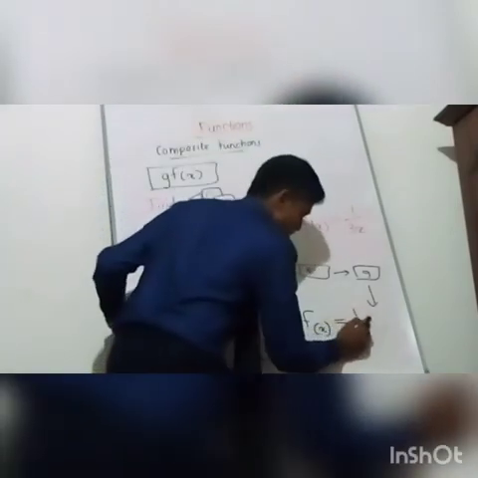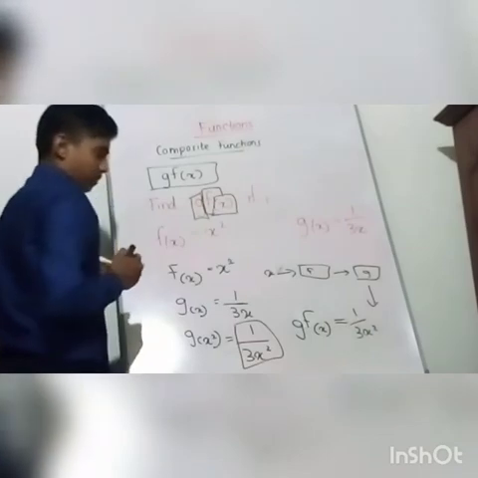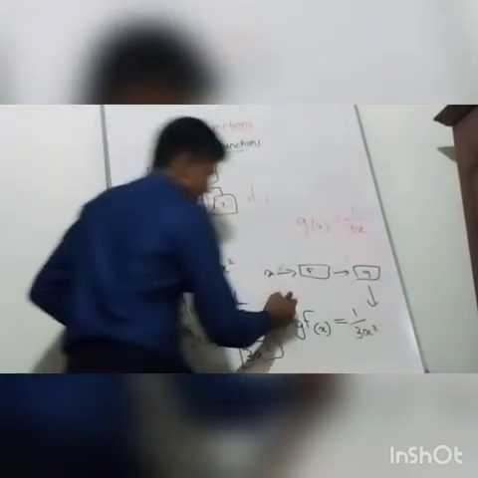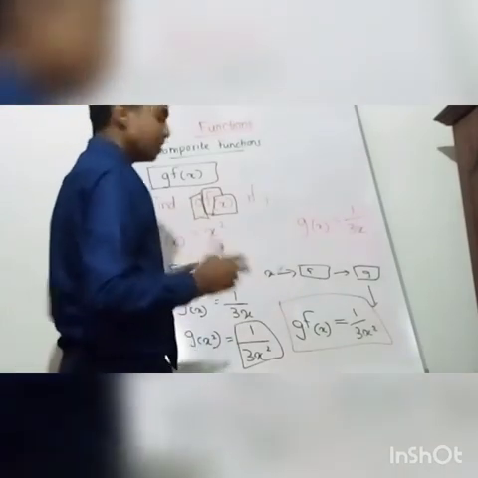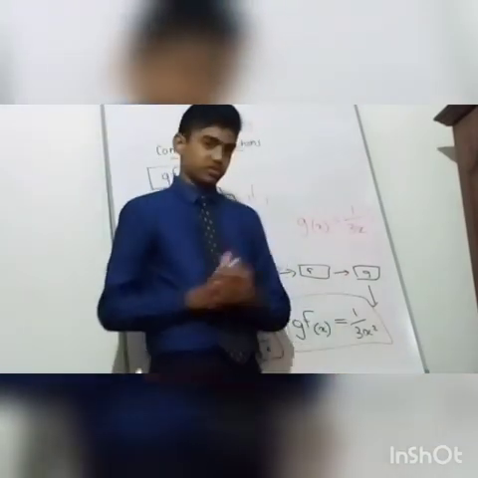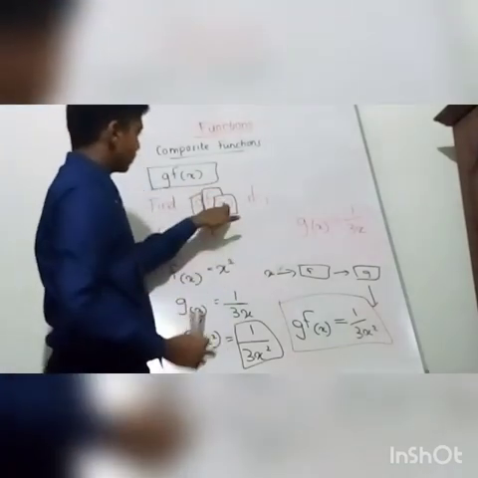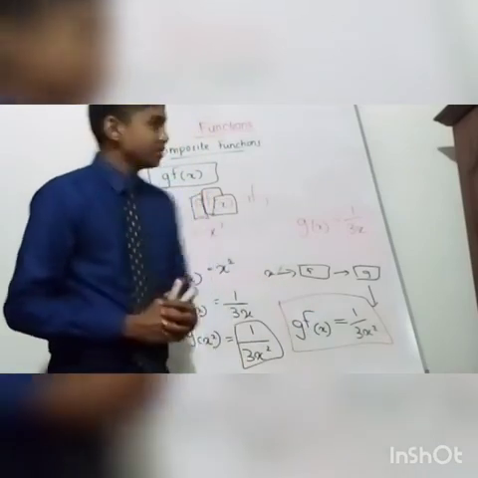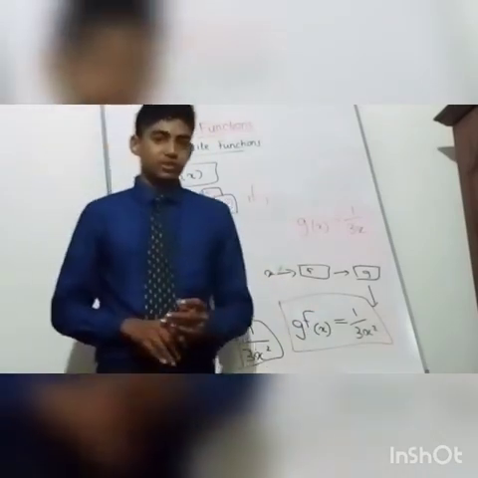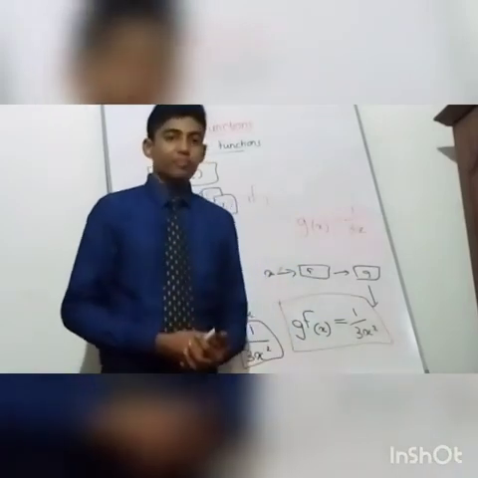1 over 3x squared. Understood? This is our composite function range. So we know our functions, we know our domain, we know our range also, so we are complete with our function. So this is known as composite functions. When one function is followed by another function, it's known as a composite function.